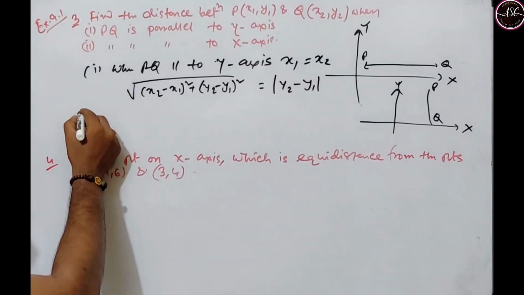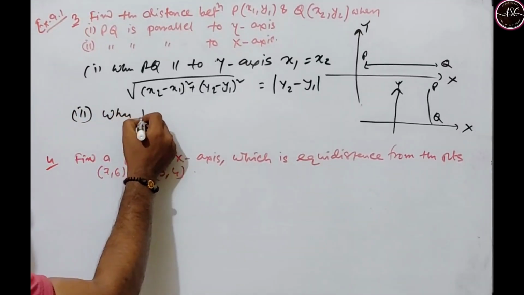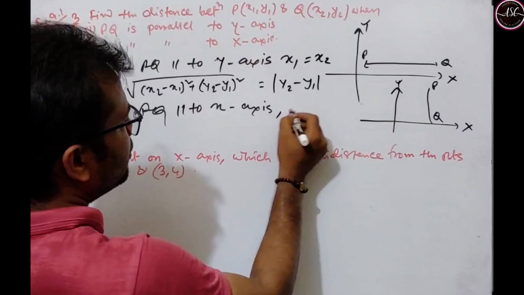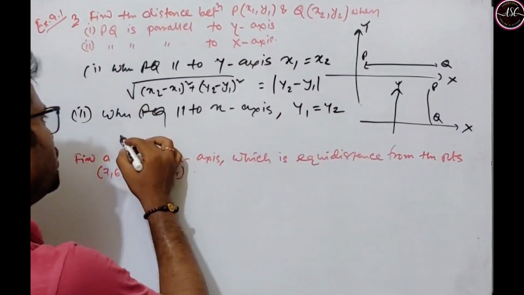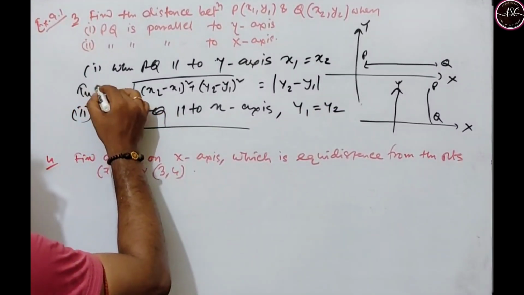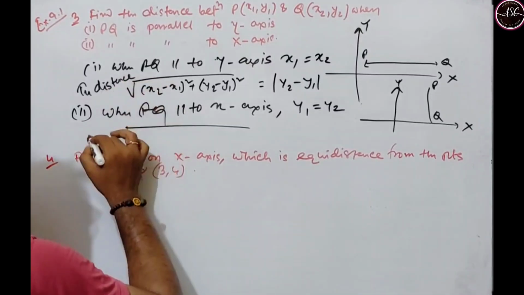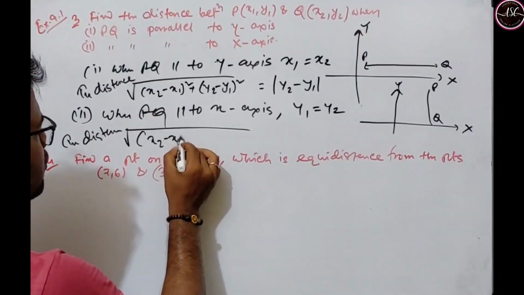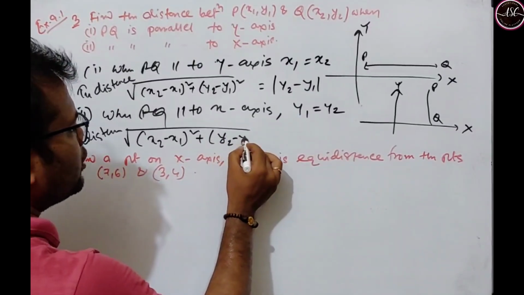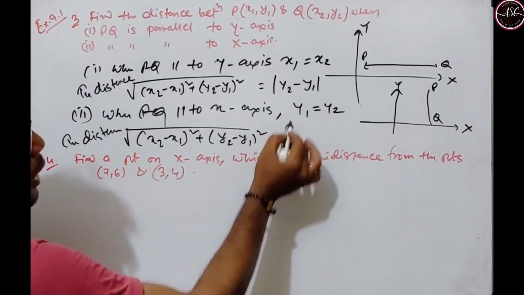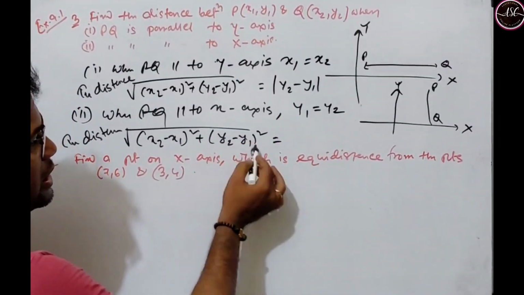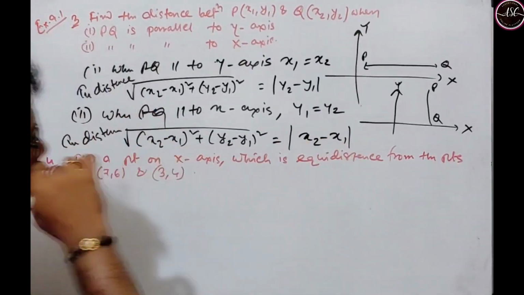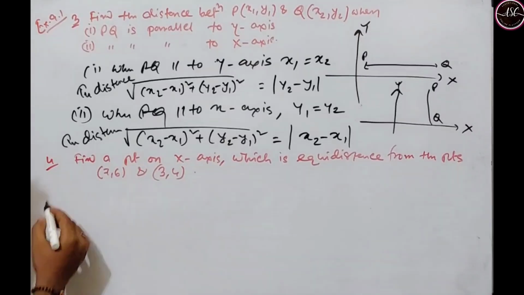Okay, and for case 2, when PQ is parallel to the x axis, that means y1 equals y2. So the distance will be the square root of x2 minus x1 whole square plus y2 minus y1 whole square. Here y2 equals y1, so this term will be 0. So we have x2 minus x1 within mod. Okay.